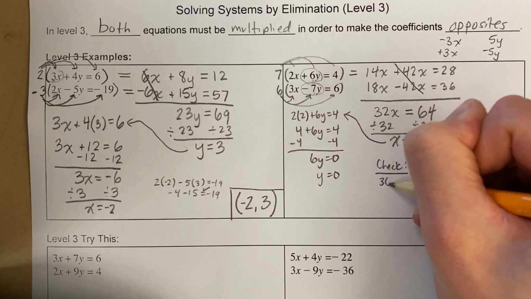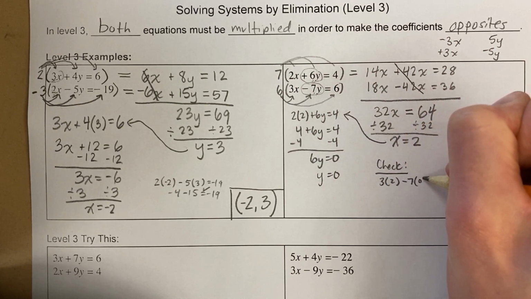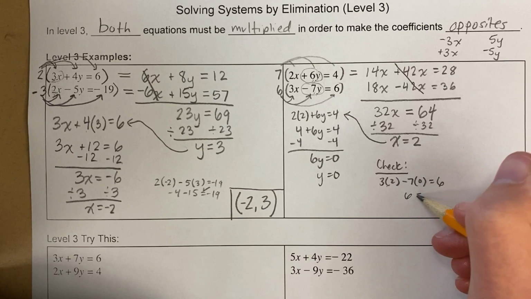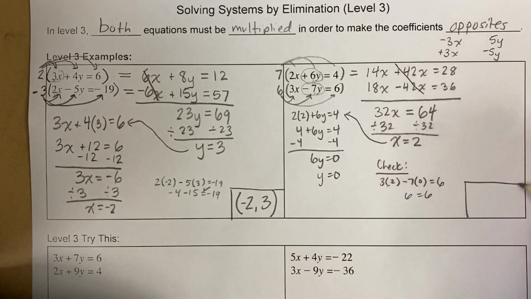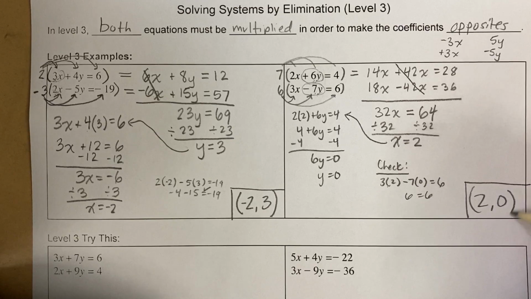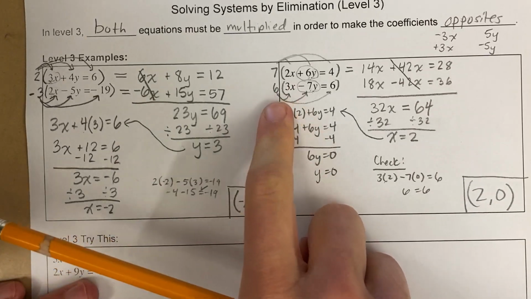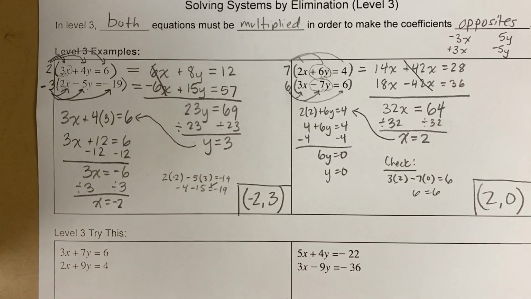If I plug into this equation, I get 3 times 2 minus 7 times 0 equals 6. 3 times 2 does equal 6. This equals 0. I get 6 equals 6. Looks good. And there's my answer. Okay? Observe some of the patterns here in order to help you when you get to the practice questions.